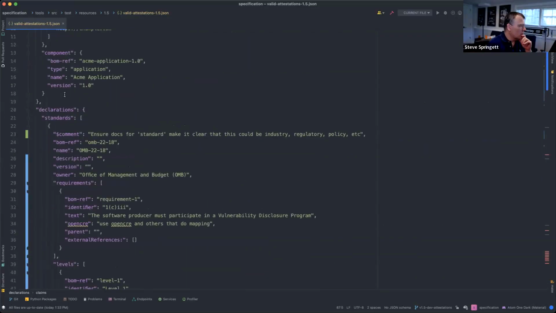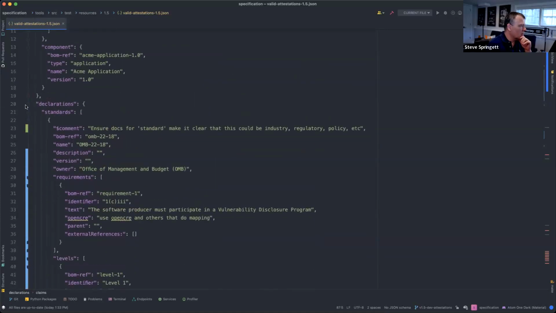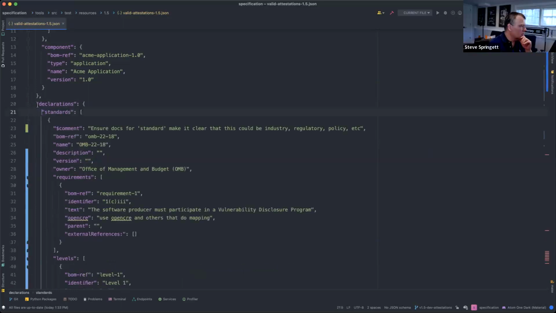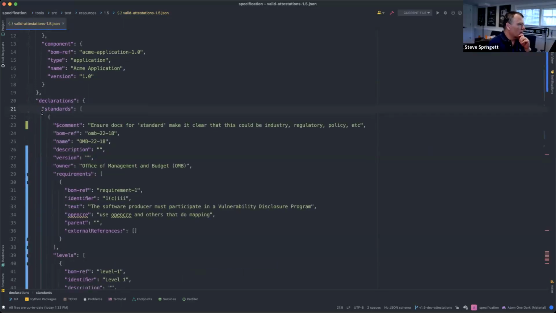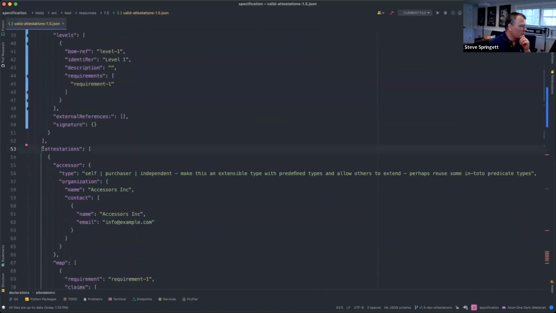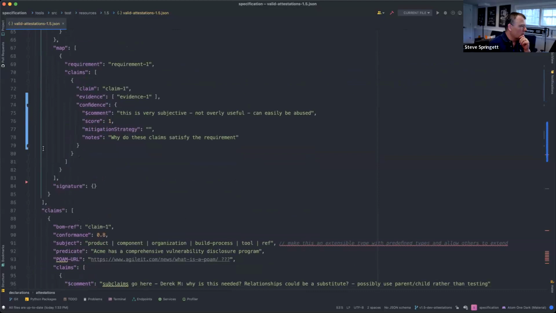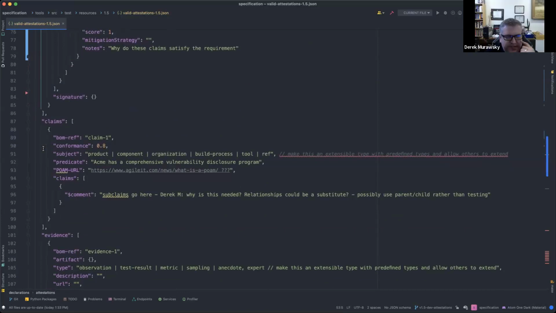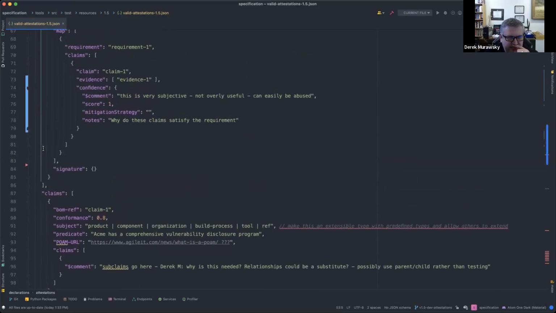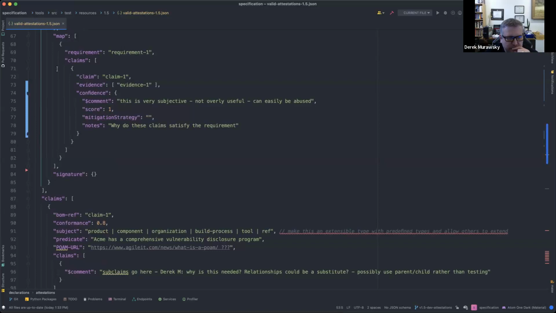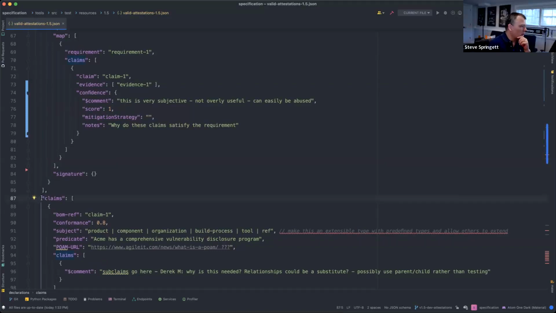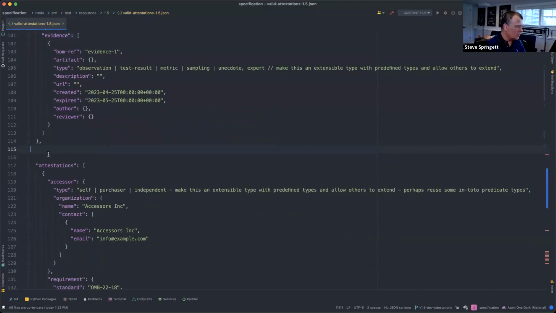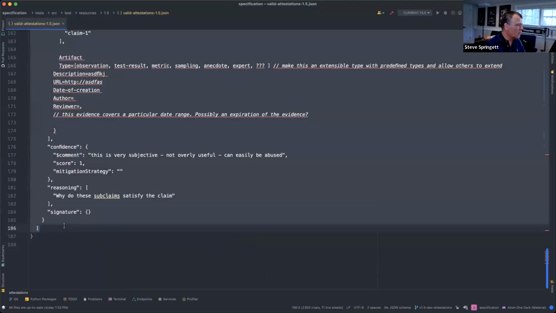So let's see here. I've got two different parts of this document, the new part and the old part. This is the declaration standards, attestations. And then we had separate claims and separate evidence so that we could link everything together in the attestation. Claims and then evidence, okay. And then this part of the document is old. This is some original stuff. I'll get rid of that.